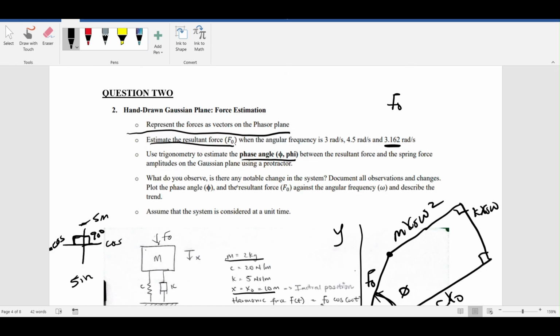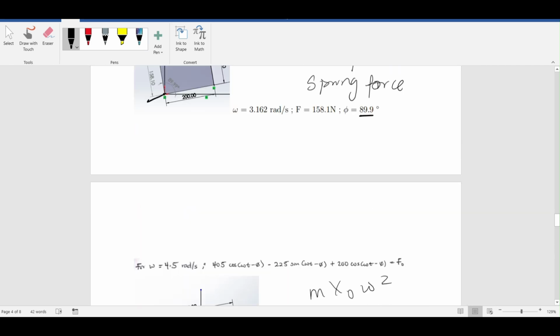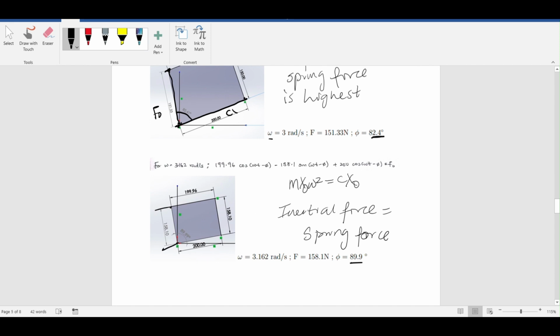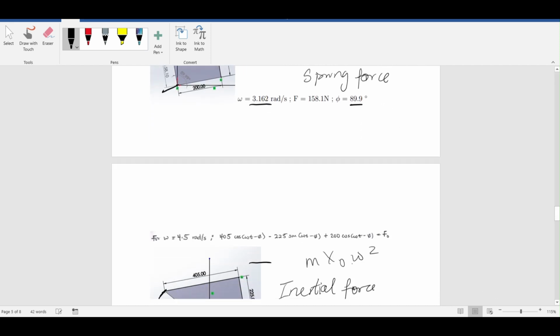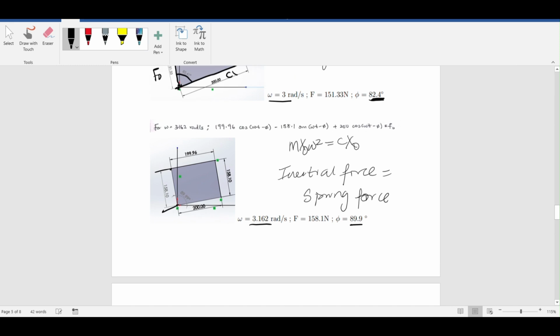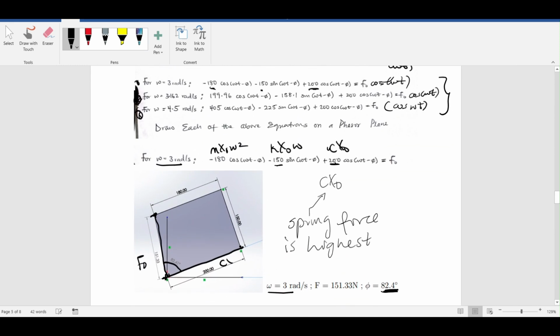Now he said to comment on whether you see any notable changes in the system and document all the observations and changes. Personally, one thing I observed is that as angular frequency w was increasing, phi was also increasing. You see it going to 2.4, then 3.16, and phi increases. Another thing to notice: for w equals 3, this is 180, this is 150, this is 200. You can see that 200 is the greatest force here, so this is the spring force. The spring force is the highest force and it dominates the system here.